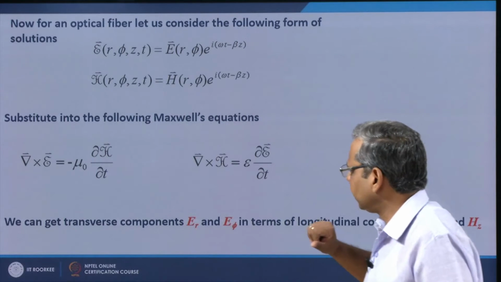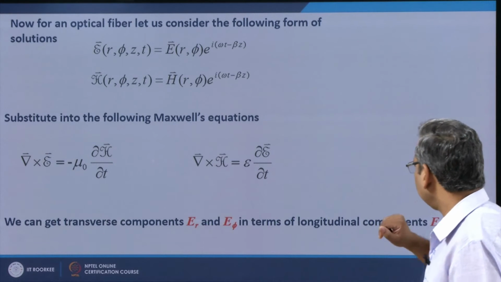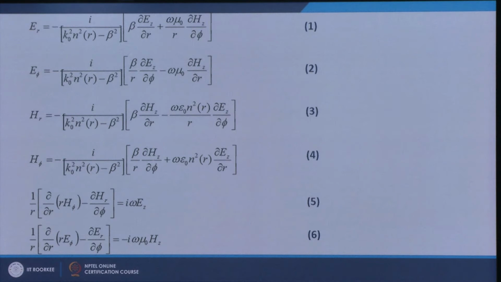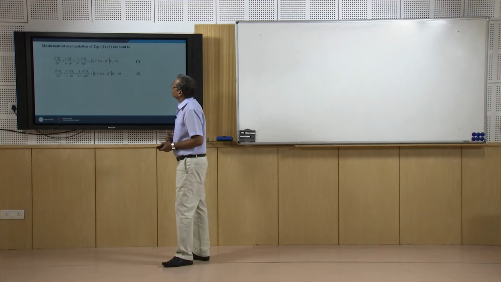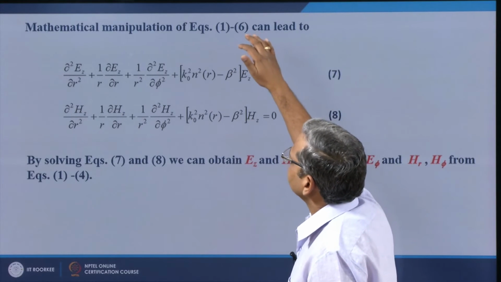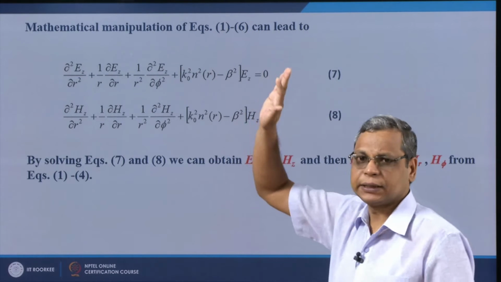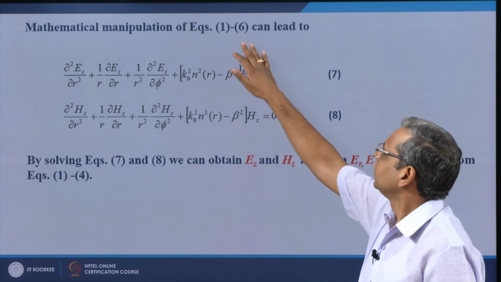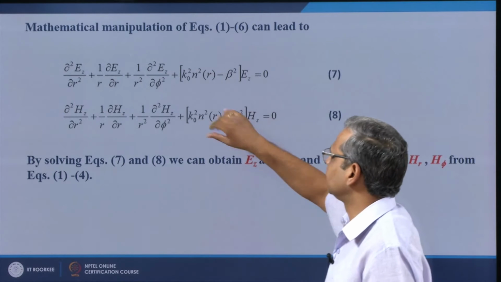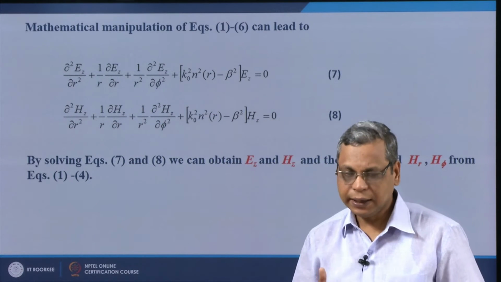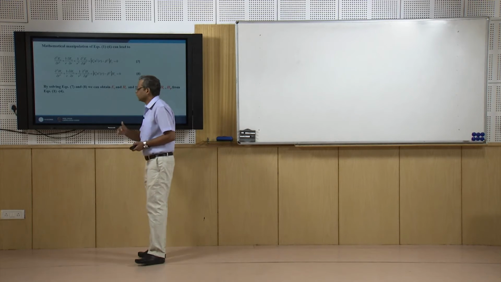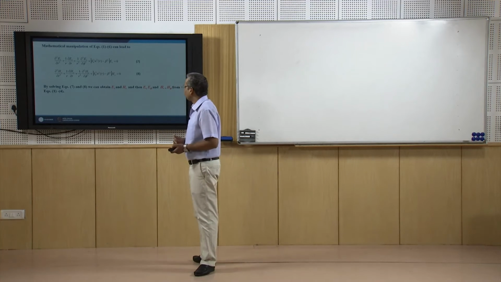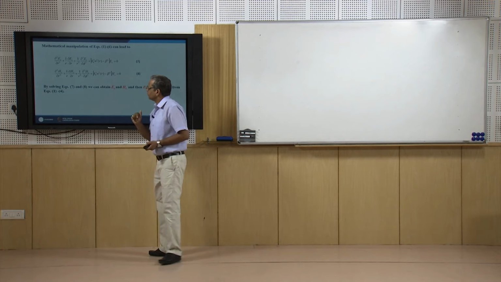So, these 6 equations will give me the transverse components Er and E phi in terms of the longitudinal components Ez and Hz. These are the 6 equations which I get from those two Maxwell's equations. If I do mathematical manipulation of these 6 equations, they can lead to 2 equations, one in Ez and one in Hz. So, I can form a differential equation in Ez or Hz, solve these equations and then get Er, E phi, Hr, H phi from these Ez and Hz, using those 6 equations.